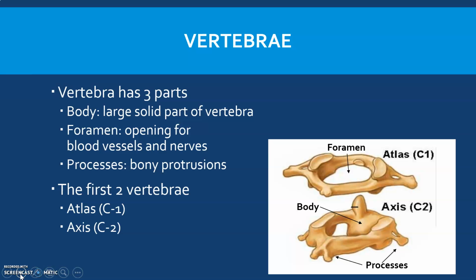The vertebra has 3 parts: the body, which is a large solid part of the vertebra, the foramen, which is an opening for blood vessels and nerves, and the processes, which are bony protrusions.